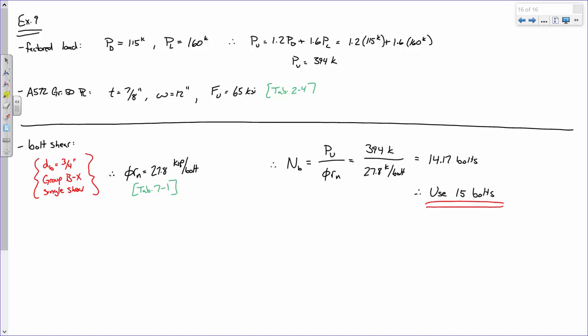I want to ask you a question. Let's say, for the sake of discussion, what did we get? 14.17? What if that was our answer? What would you do? I'm asking. 17 bolts. Can I show you maybe a potential problem with that? How many are we using here? 15? So what do we have? Maybe like 3x5, something like that, right? What if it was 17?